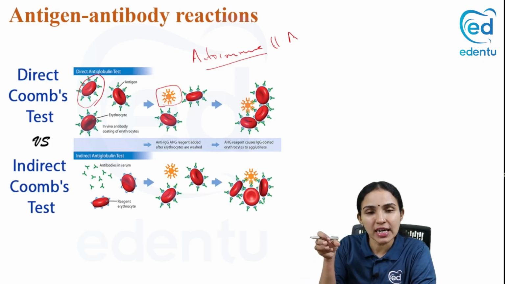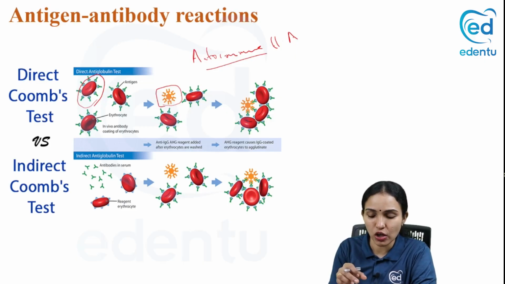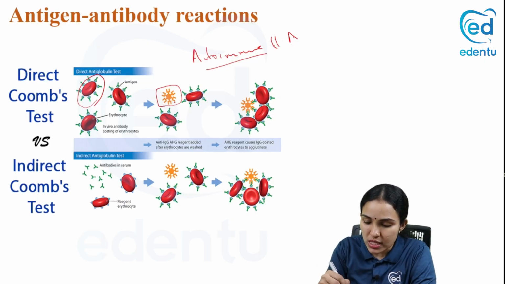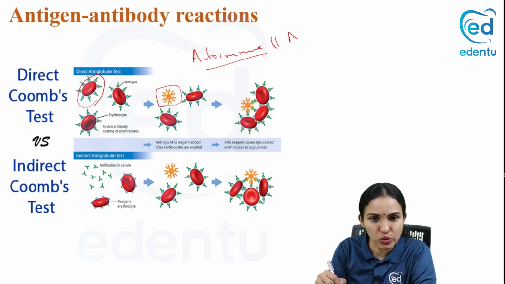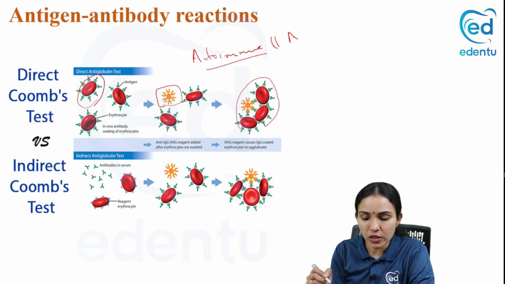So you take that antiglobulin against this antibody. Already there is antibody coated to RBCs, and you have antiglobulin. So this antiglobulin will bind to these RBCs which are coated with these immunoglobulin antibodies, and you get a positive agglutination. So we have RBCs already coated with antibodies.